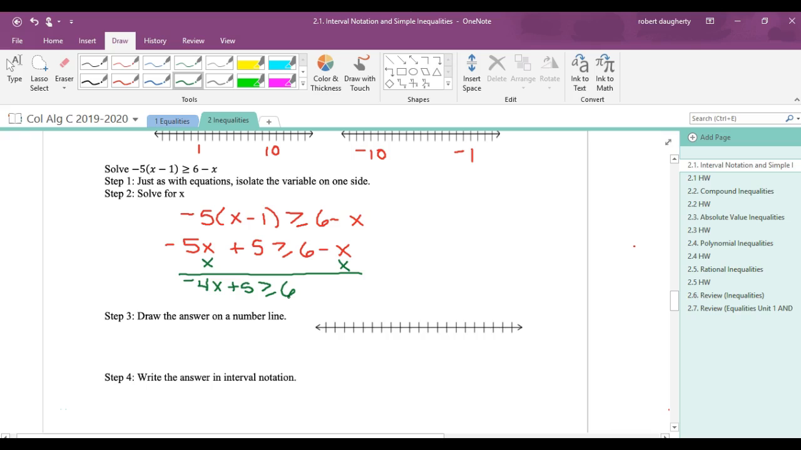Trying to get all the x's together, what do you think I would do next? Yeah, subtract 5 from both sides. And then that will give me -4x greater than or equal to 1. What do I have to do now? Yeah, to get the x by itself, I've got to divide by -4.